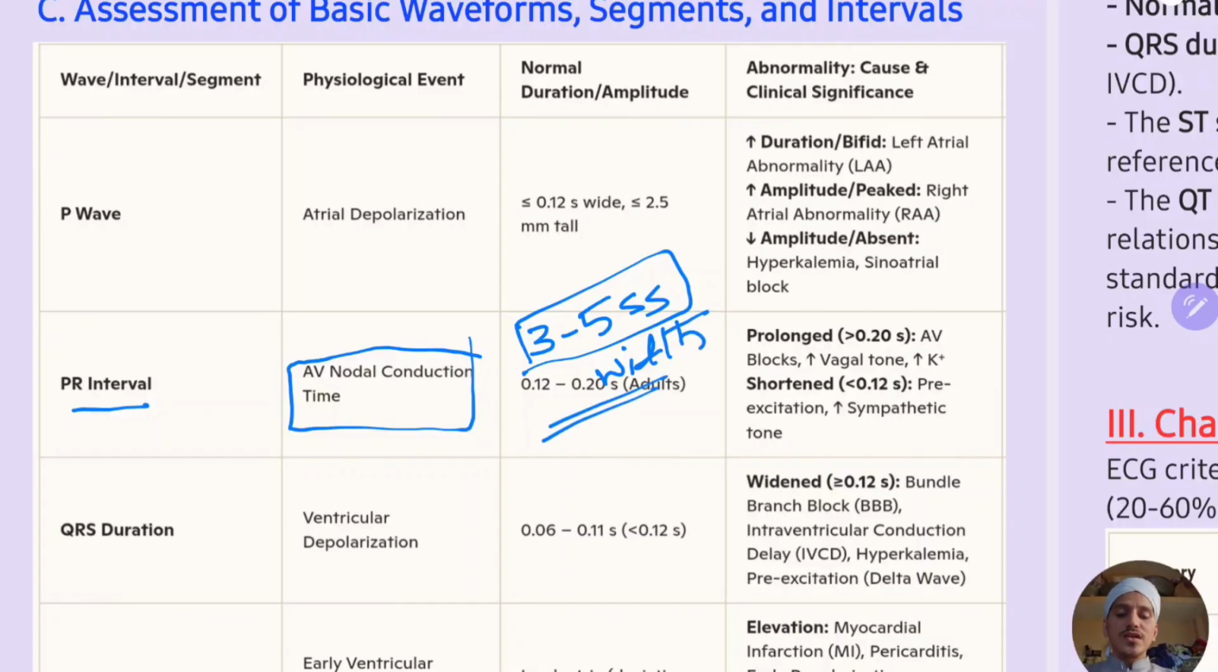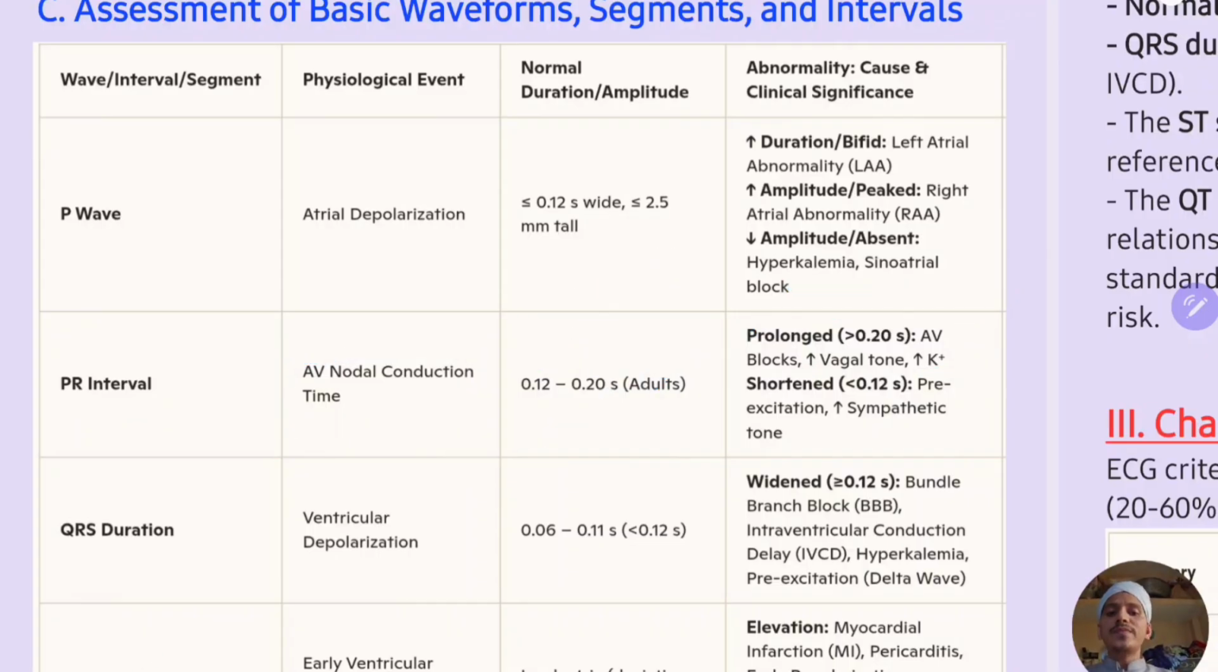More than 5 small squares is a prolonged PR interval. PR interval signifies AV nodal conduction time, that's why in AV blocks the PR interval is prolonged, and also when repolarization is prolonged, for example in hyperkalemia. In some athletes where the vagal tone is increased, you can also physiologically see an increased PR interval.